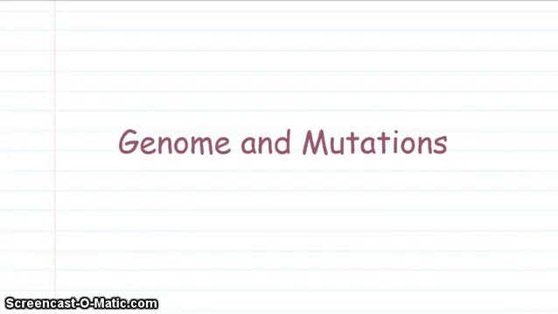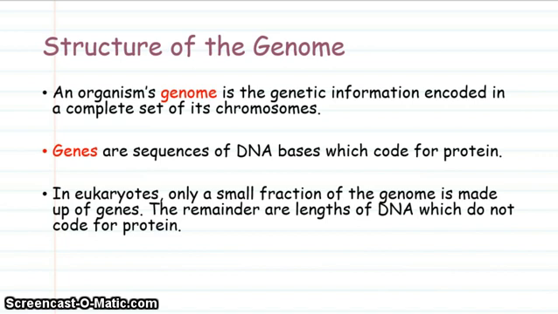Okay, welcome back everyone. This next video looks at genomes and mutations. Now, of course, we know that the genome itself is all the genetic information encoded by a complete set of an organism's chromosomes. Genes code for protein, of course, but in eukaryotes, only a small fraction of the entire genome is made up of genes. The remaining DNA does not code for protein.